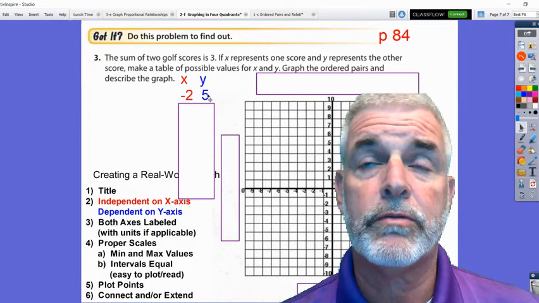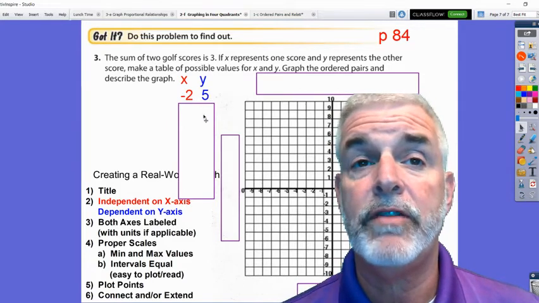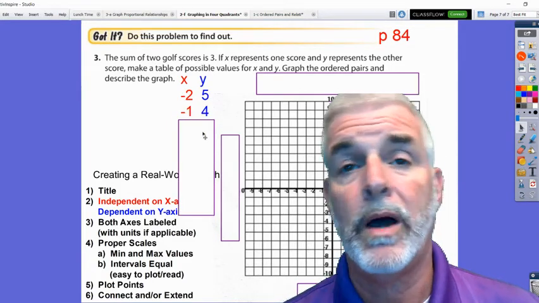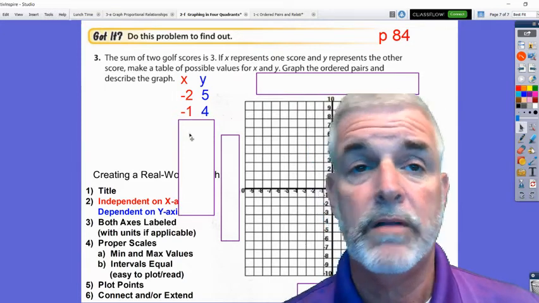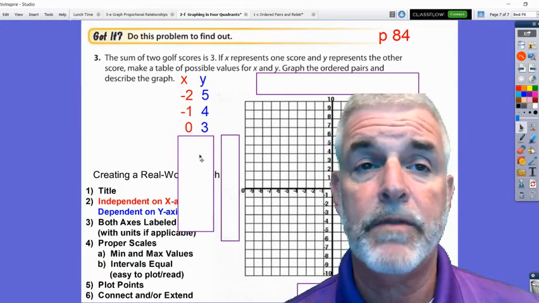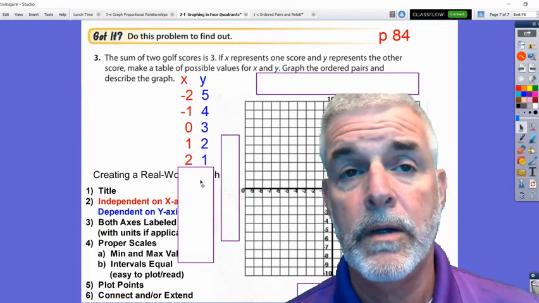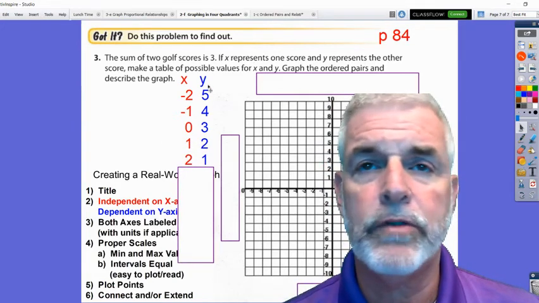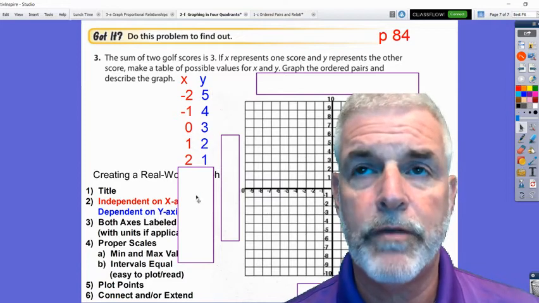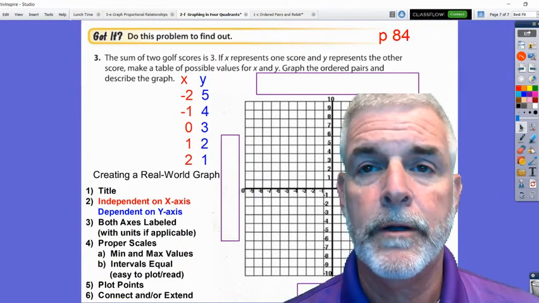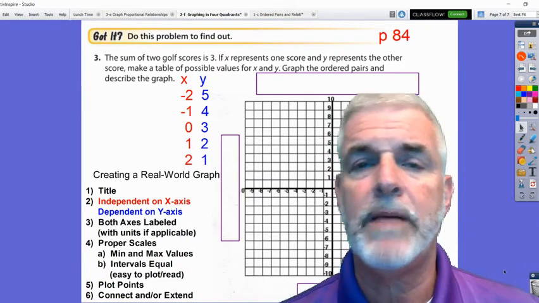And so if the sum is 3, then Y has to be 5. If X is -1, then Y has got to be 4. If X is 0, then Y is 3. If X is 1, then Y is 2. If X is 2, then Y is 1. We could pick other values here. This table could go on forever in both directions. Okay. All right. Once we have the table, let's make a graph.